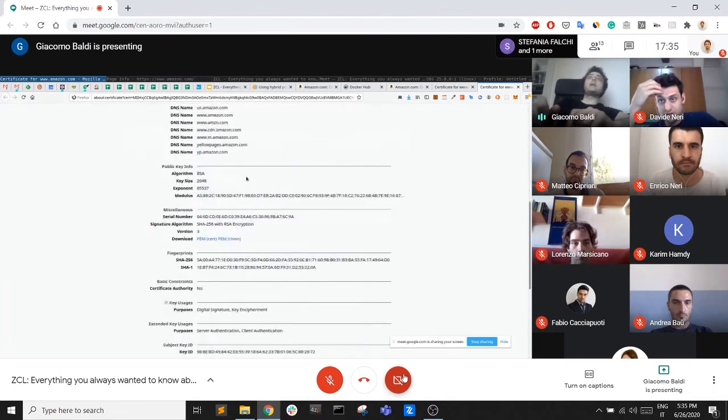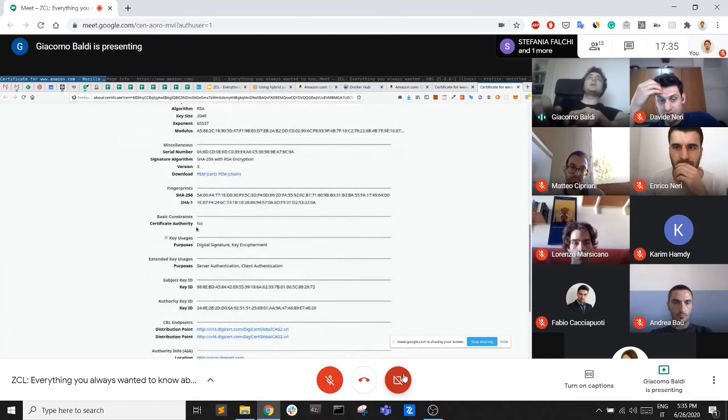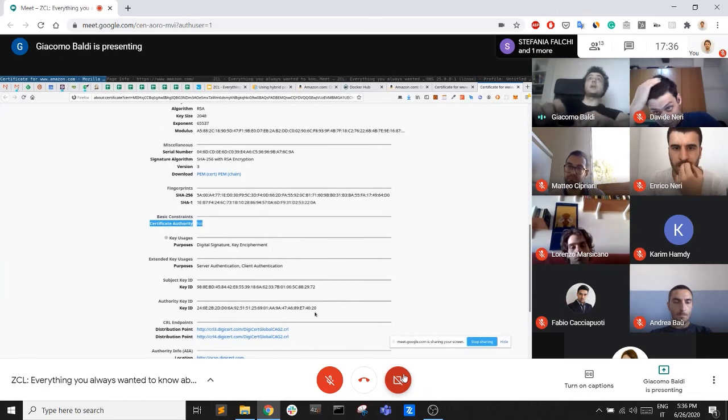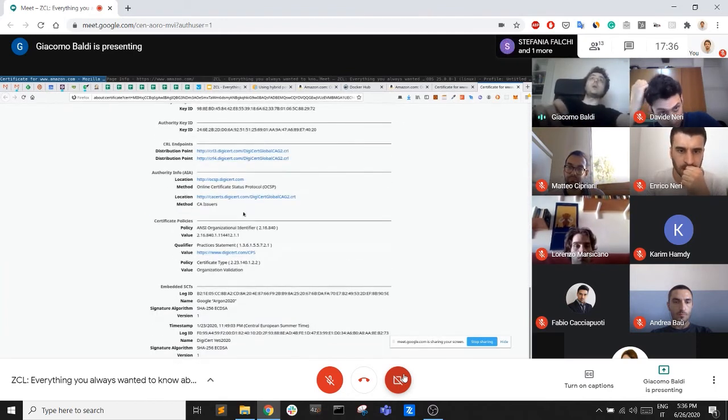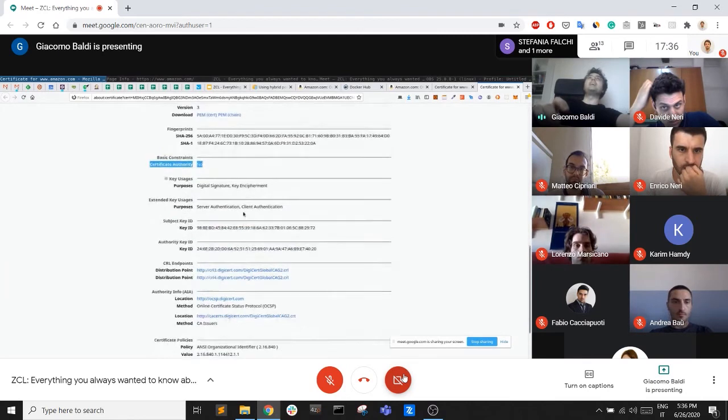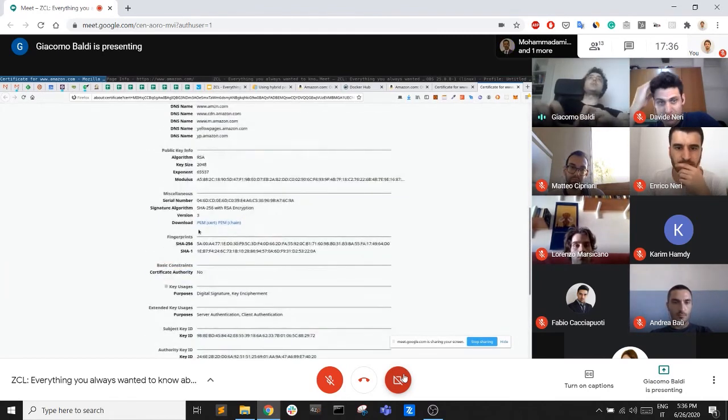Okay, and this certificate is not a certification authority. This is from Amazon.com, because the server certificate can only do digital signature and key encipherment, so it cannot generate other certificates. And it is used for server authentication and client authentication. And there are a lot of other fields that I don't want to go into in detail. Just one that I want you to notice is the fingerprints. The fingerprint is not an X509 field. It is not in the certificate.